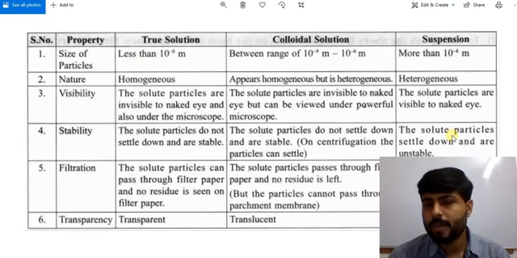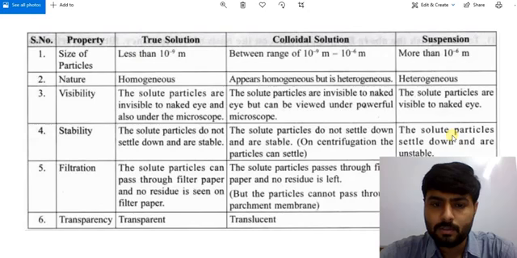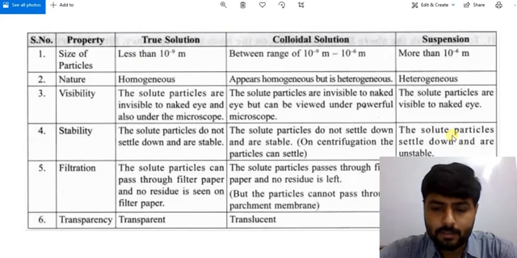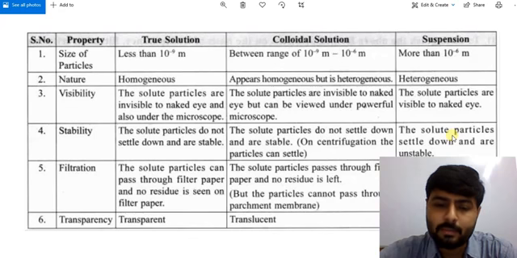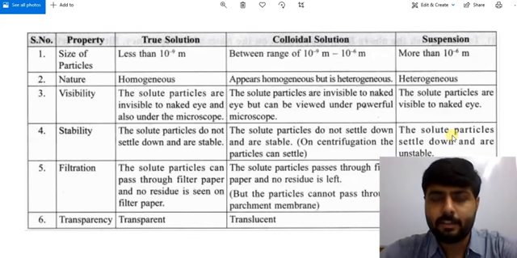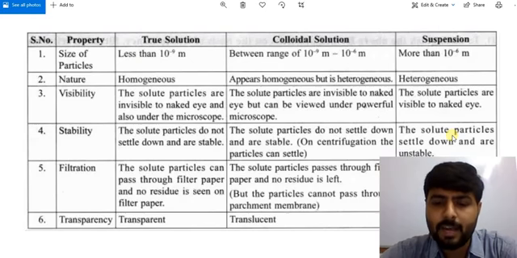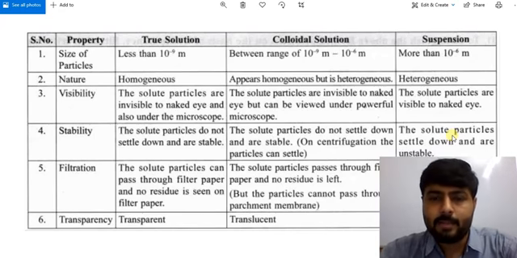Solute particles also pass through in the case of colloidal solution. Hence, we cannot separate colloidal solution by the filtration process. But the particles cannot pass through a parchment membrane. We will not bother about this parchment membrane at this point of time. You will remember only the first sentence: they pass through the filter paper and no residue is left, which means it cannot be separated by the process of filtration.